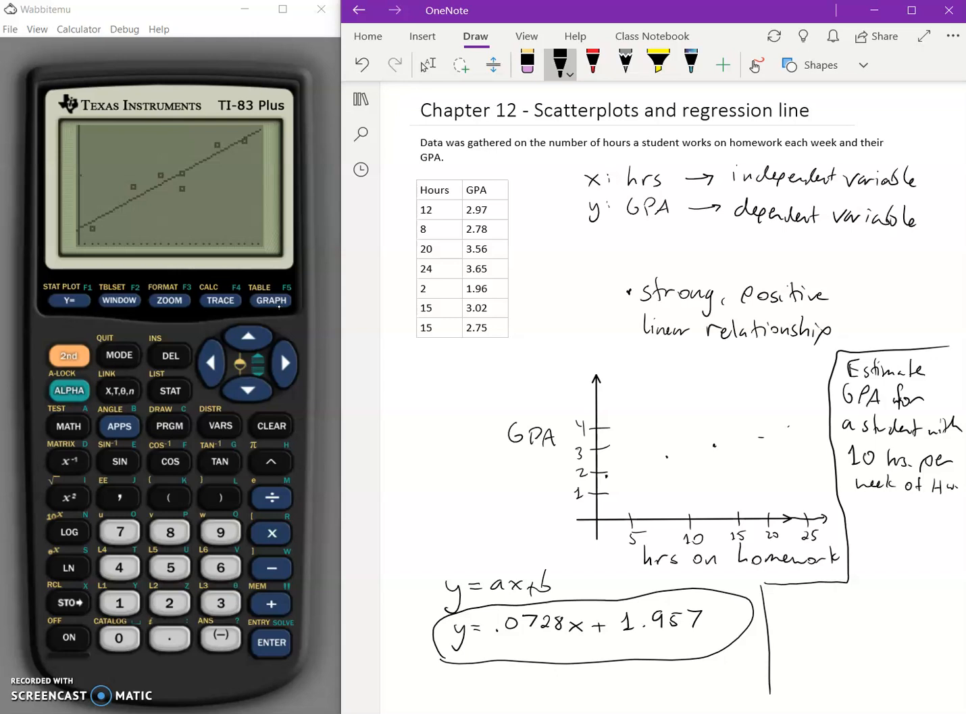We can estimate the GPA. And so what that means is our hours is going to be 10. So we just simply plug that in. So y would be 0.0728 multiplied by 10 plus 1.957. So then this just becomes 0.728 plus 1.957. And so if we round this and estimate this, this would end up being a 2.68. So this would be your approximate GPA. So that is how we can use this for estimates.